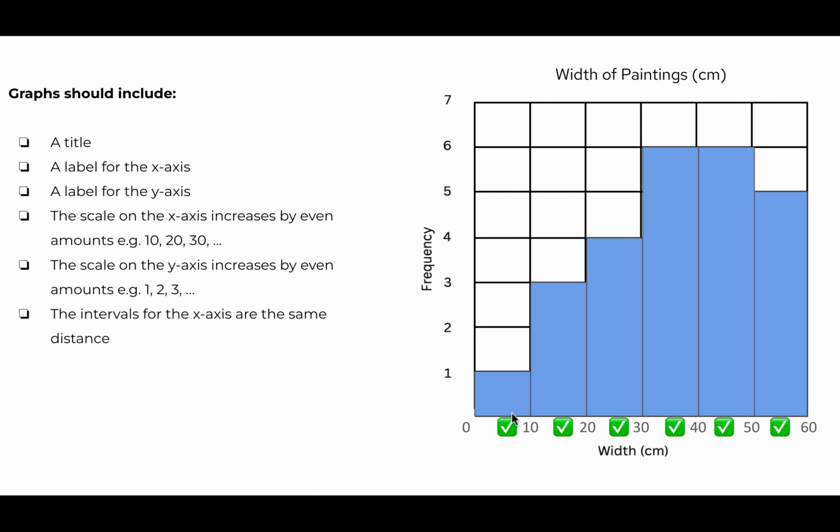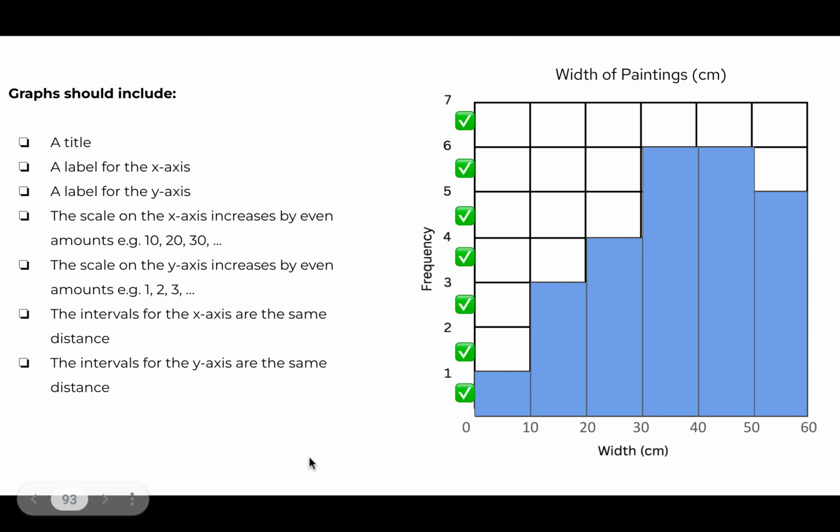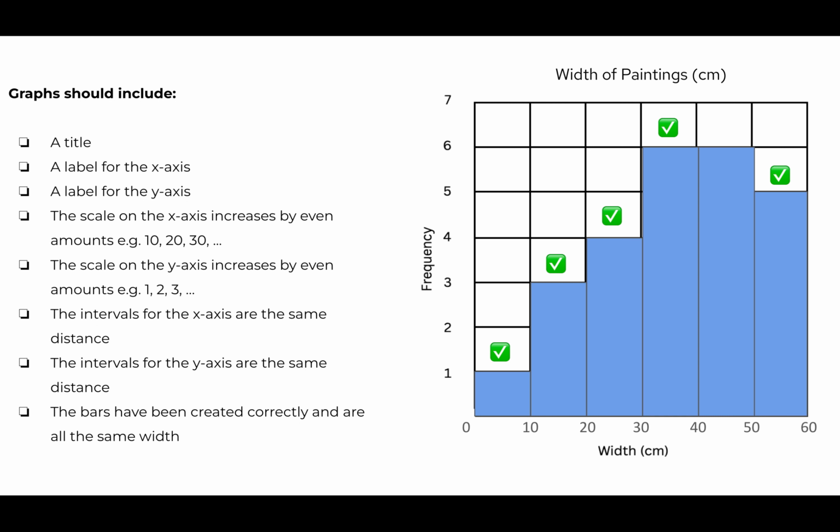The distance between each should be the same, and I can tell that they are because the bars are the same width. The same is true for the y-axis. You can see that the heights all increase by the same amount. The bars have been created correctly. Again, they're the same width, and also they're touching each other. There's no spaces in between.